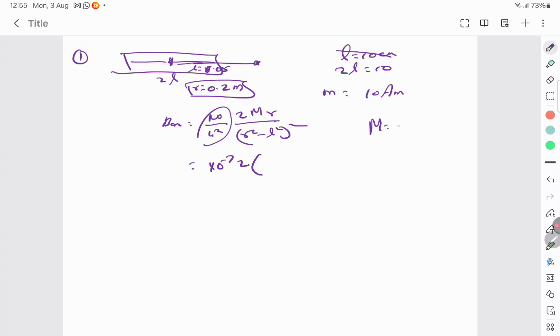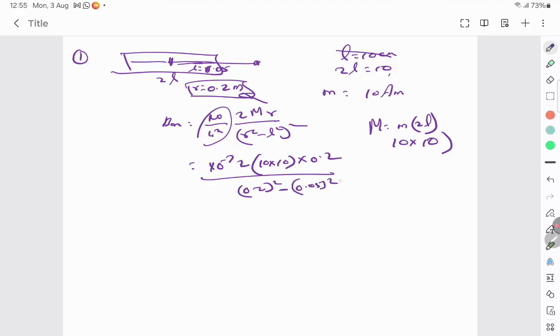What is capital M? It is the pole strength into 2L. The pole strength is given to be 10. The 2L is given to be 10. So substitute here 10 into 10 into position vector 0.2. R itself is 0.2, by r square minus L square, the whole square. And write the answer in terms of Tesla. You get the answer. That's third.